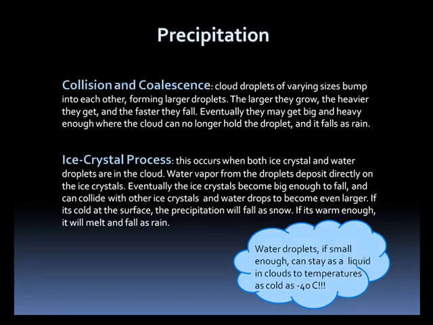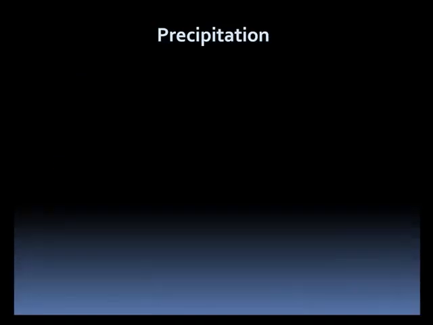Then, depending on the temperature profile in the atmosphere, they can reach the ground as snow, rain, or another precipitation type. The ice crystal process is the dominant process for developing precipitation across the United States. Let's take a look at how the collision-coalescence process works.